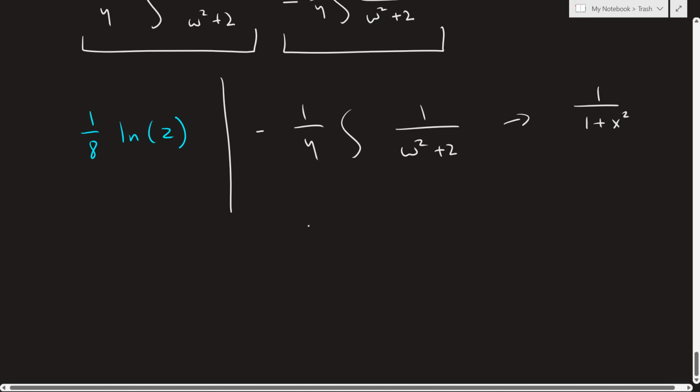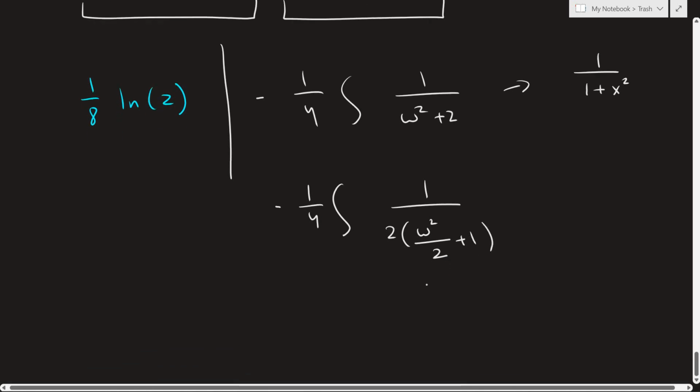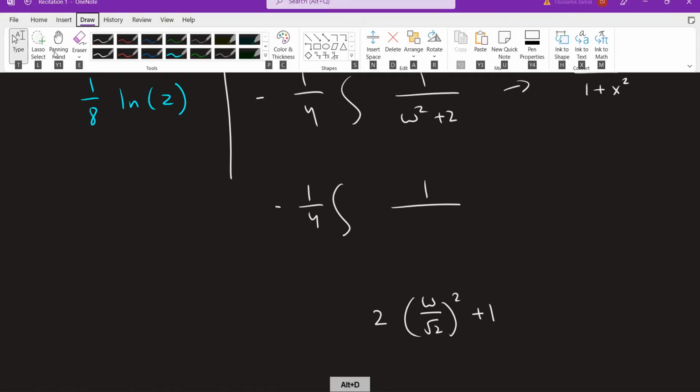So first of all, we need to move the 2. So it's going to be 1 over 4, 1 over 2, take it outside, w squared over 2 plus 1. Okay, let's join w squared and 2 here. So this will be w over radical 2 squared plus 1, if we get the 2 here. Okay, so let's put this in the top here.